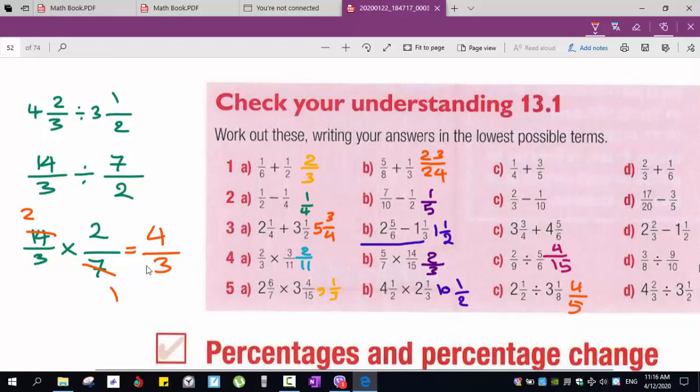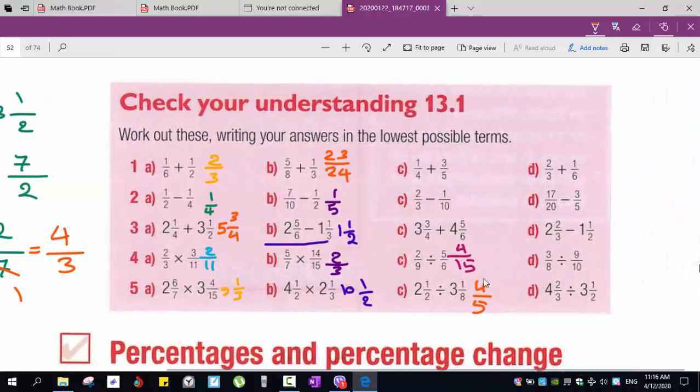Then, how many 3's are there in 4? There is only one 3 in 4. What's remaining is only 1, and the 3, which is the denominator, never changes. To check, 3 times 1 is 3 plus 1 is 4, so we got the 4 back. This is the correct answer. 1 1 over 3 is the final answer here.